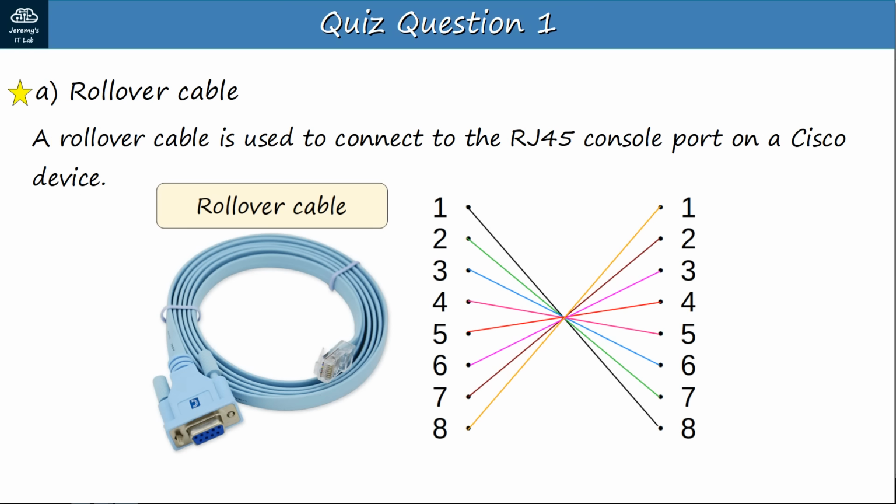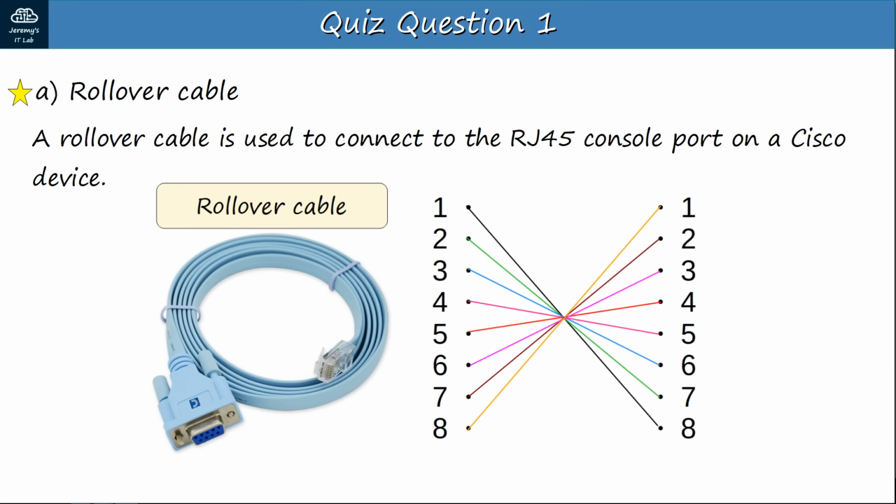A rollover cable is used to connect to the RJ45 console port on a Cisco device. So A, rollover cable, is the correct answer. This image shows the wiring in a rollover cable, connecting pin 1 on one side to pin 8 on the other side, pin 2 to pin 7, pin 3 to pin 6, etc.